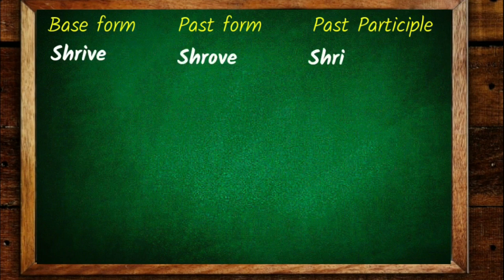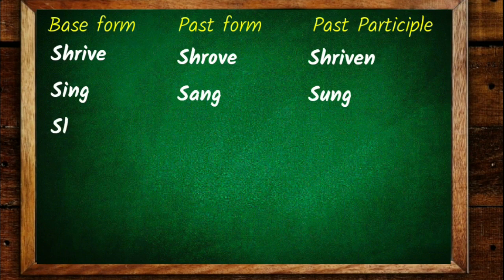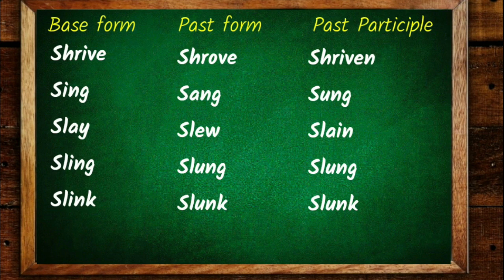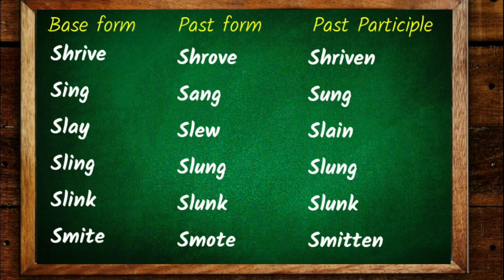Shrive, shrove, shriven. Sing, sang, sung. Slay, slew, slain. Sling, slung, slung. Slink, slunk, slunk. Smite, smote, smitten. Shrive, shrove, shriven. Sing, sang, sung. Slay, slew, slain. Sling, slung, slung. Slink, slunk, slunk. And smite, smote, smitten.